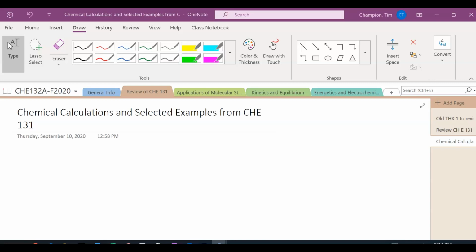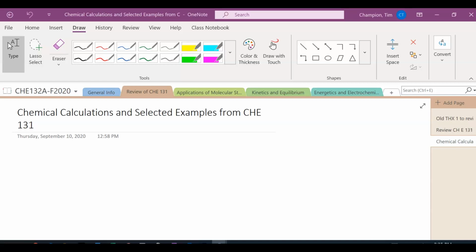Hi there. I want to go over some chemical calculations today. I'm reviewing the first half of general chemistry, the first semester general chemistry, and so I want to start with some general comments about calculations, and then we'll do some example calculations.